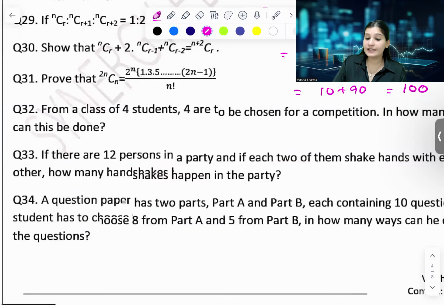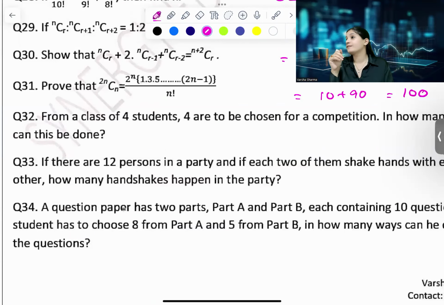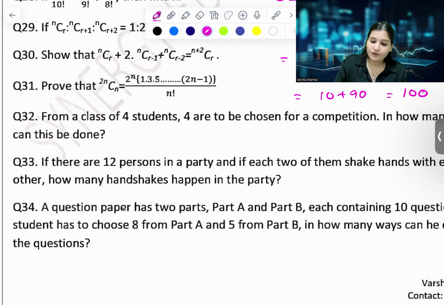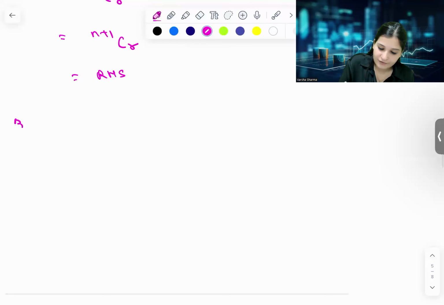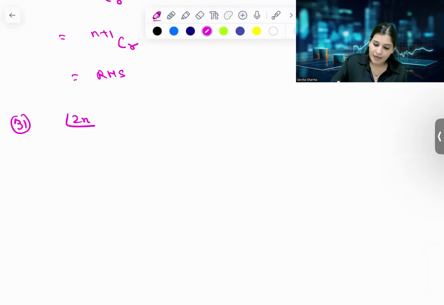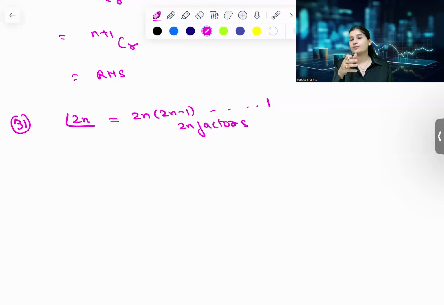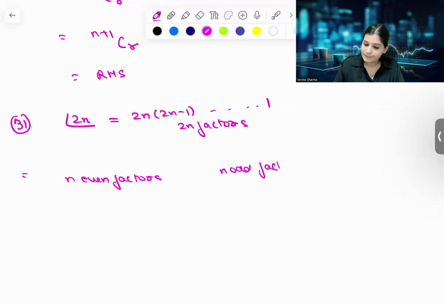Okay. Now 31. We did a question again in our initial factorial classes. So first, in order to do that, we will first expand factorial twice n. It is an even number. So when I expand the factorial of this number, it will give me twice n factors. If I open factorial 10, I get 10 factors. If I open factorial 2n, I'll get 2n factors. Half of them will be even. There will be n even factors and there will be n odd factors.